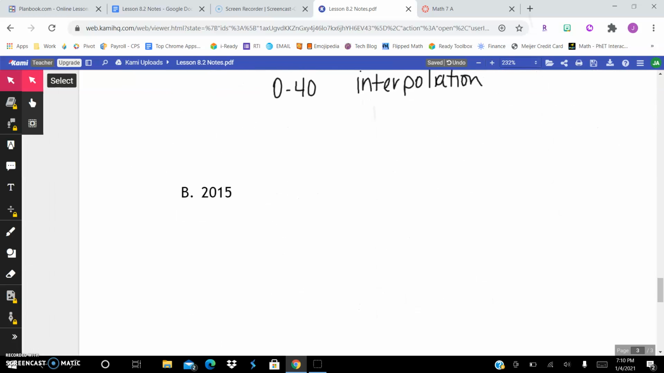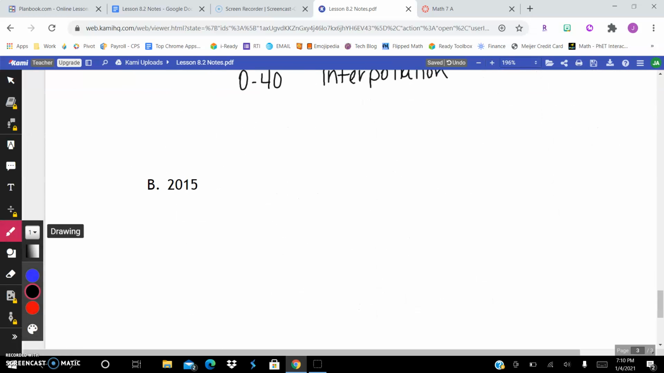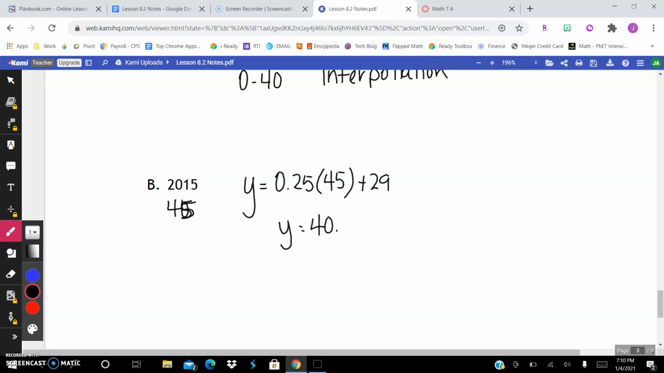And then for this one, we're going to use the same equation, but we're going to figure out for 2015. And 2015 is 45 years away from 1970. So we're going to have 0.25 times 45 plus 29. And when I do that math, I get 40.3. And because we plugged in the number 45 and it's outside of the numbers 0 through 40 that we used for x, this is an extrapolation.